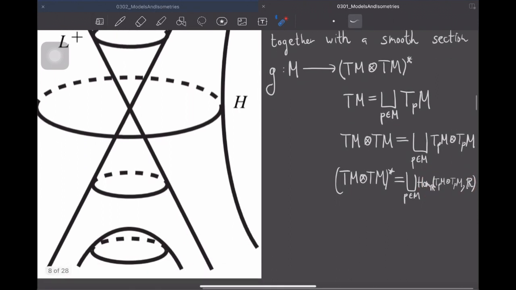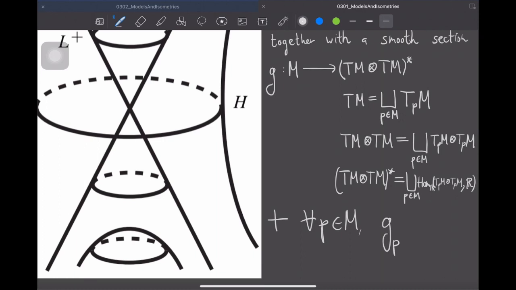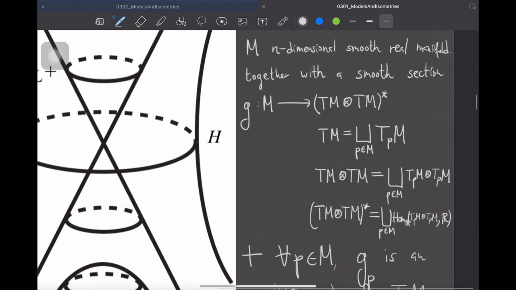So for each p, g of p, which I'm going to denote instead of with parentheses, just with a subindex, is an inner product for the tangent space. Right? So okay, so that's the definition.